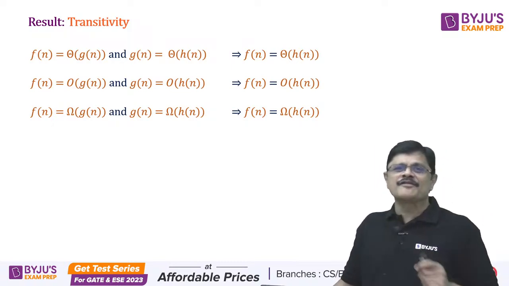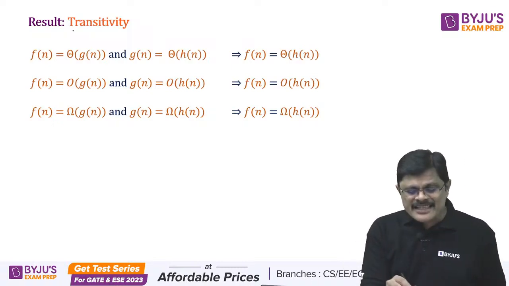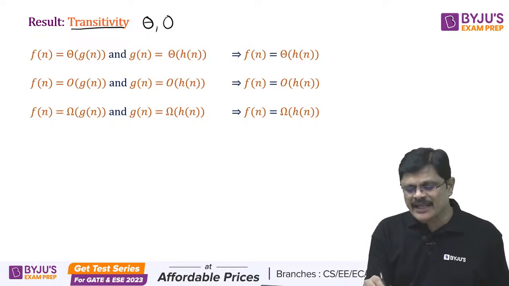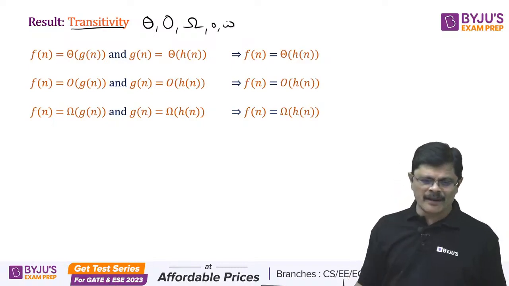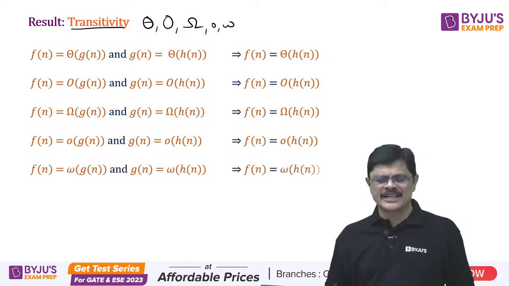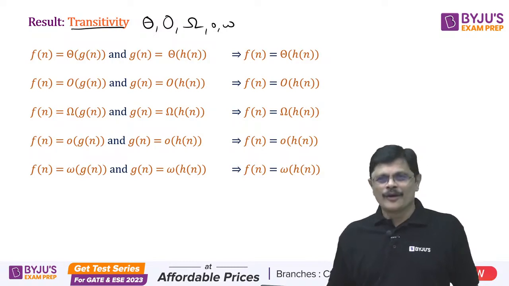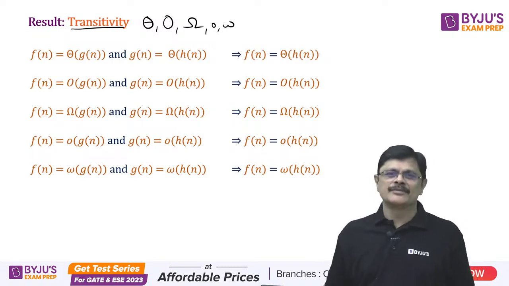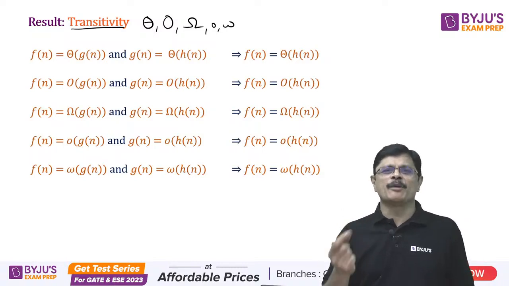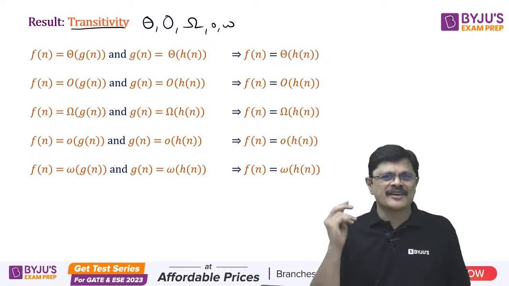Suppose f(n) is big theta of g(n), and g(n) is big theta of h(n), then the first function is big theta of the last function. This transitivity property is satisfied by big theta, big O, big omega, small o, and small omega, my dear friends, the most important property. See, this type of question they'll ask you: which of the following properties is satisfied by small o? Symmetry, reflexivity, transitivity, none. You can say transitivity is satisfied by small o. Small o only satisfies transitivity, but it does not satisfy reflexivity or symmetry.